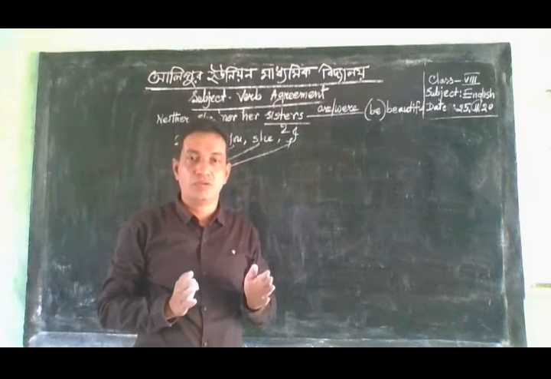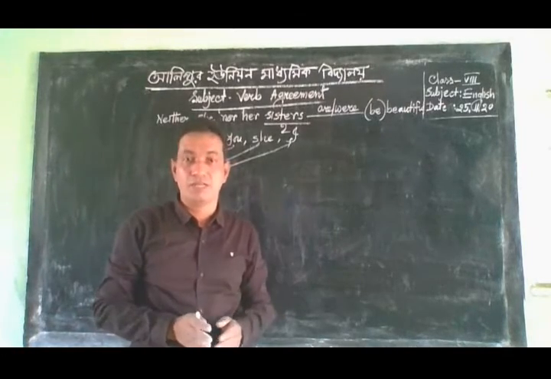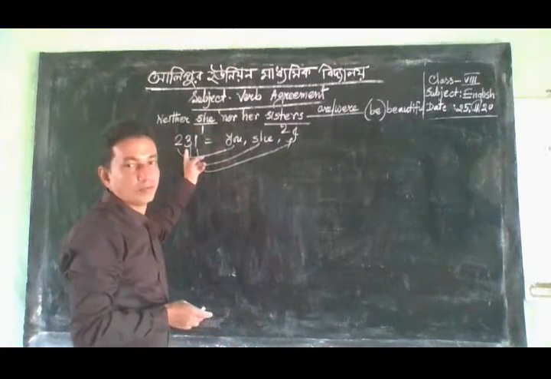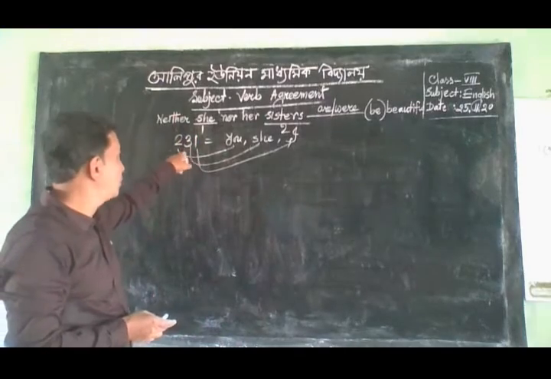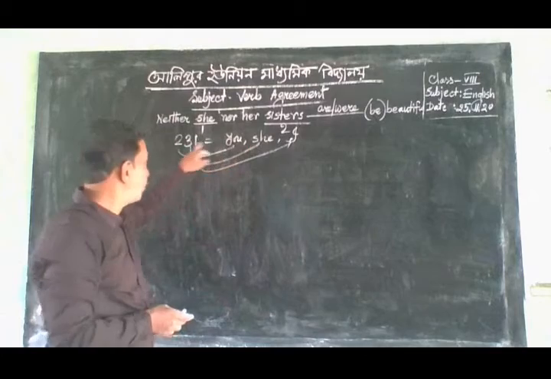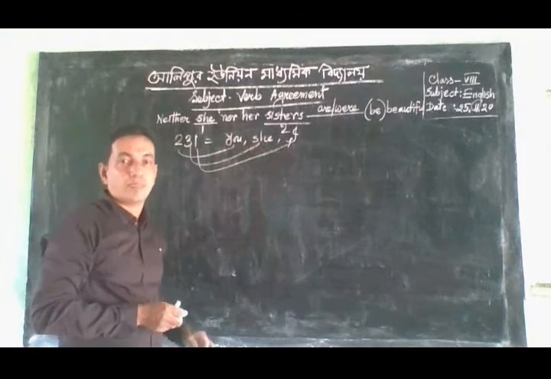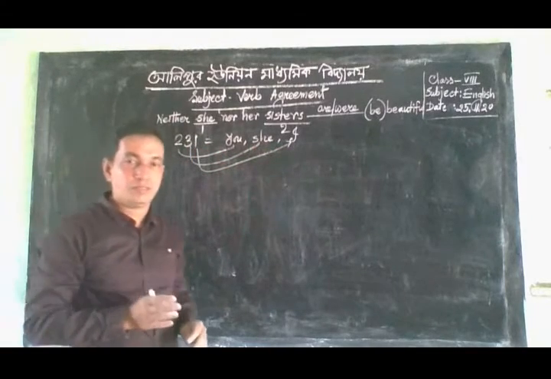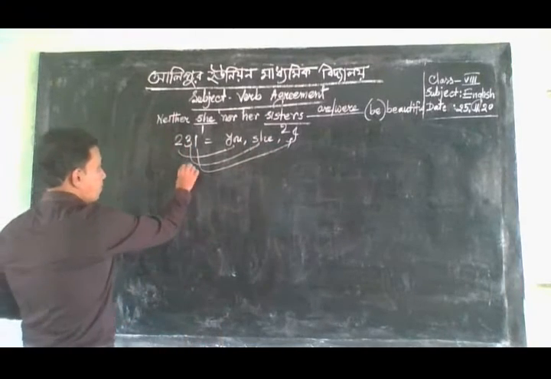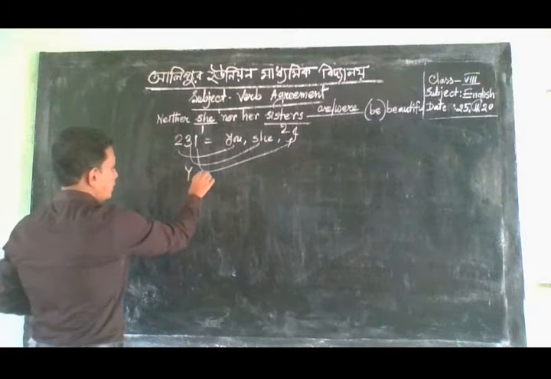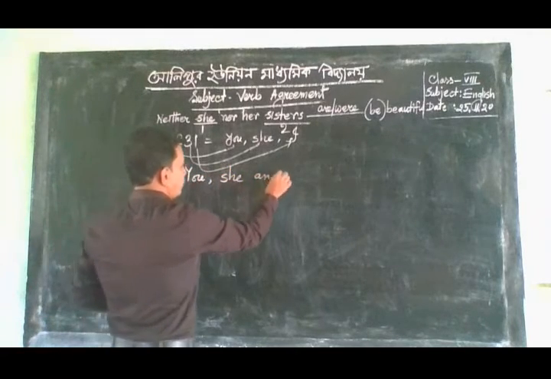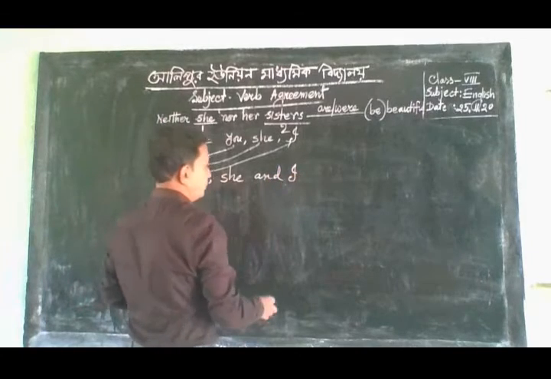If we want to write three subjects in a sentence, we must follow the figure. First, two means you, three means she, one means I. In this way, we must write three subjects at a time. Suppose, you, she, and I.